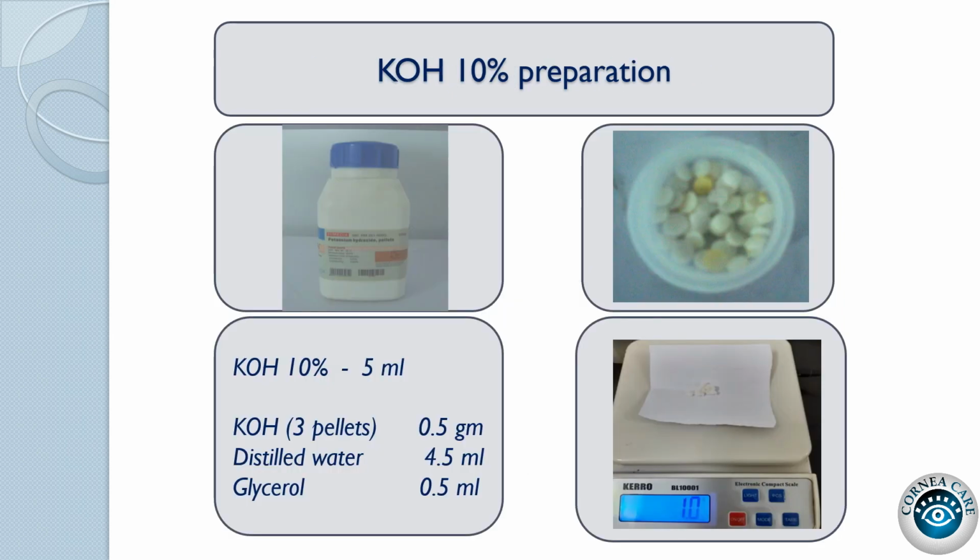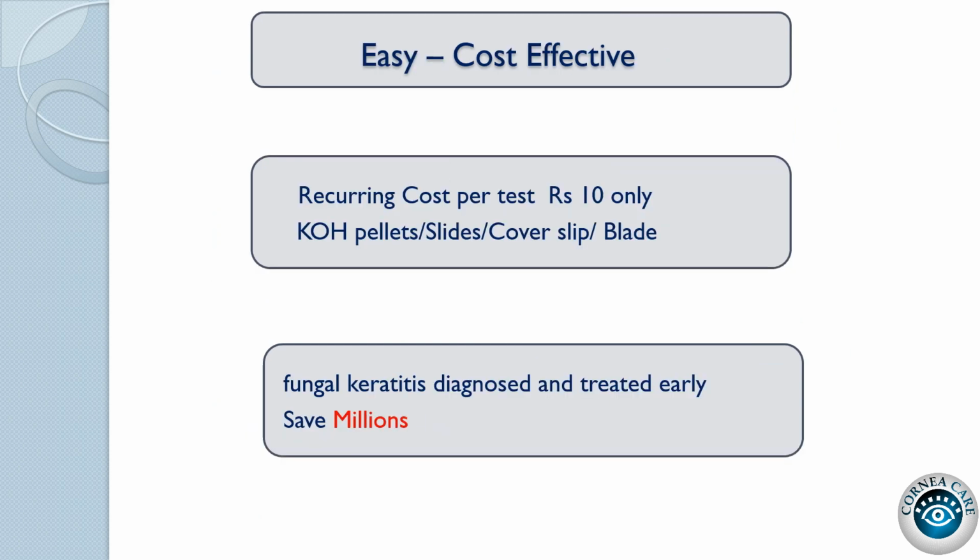Preparing KOH 10% is very easy. A half kg bottle costs only 600 rupees and we need only half a gram to prepare 5 ml solution. It's very important to use a sterile container and sterile glycerol. The solution can last long, but it's best to make it fresh every 2 weeks to avoid contamination. Recurring cost of this test is only 10 rupees.